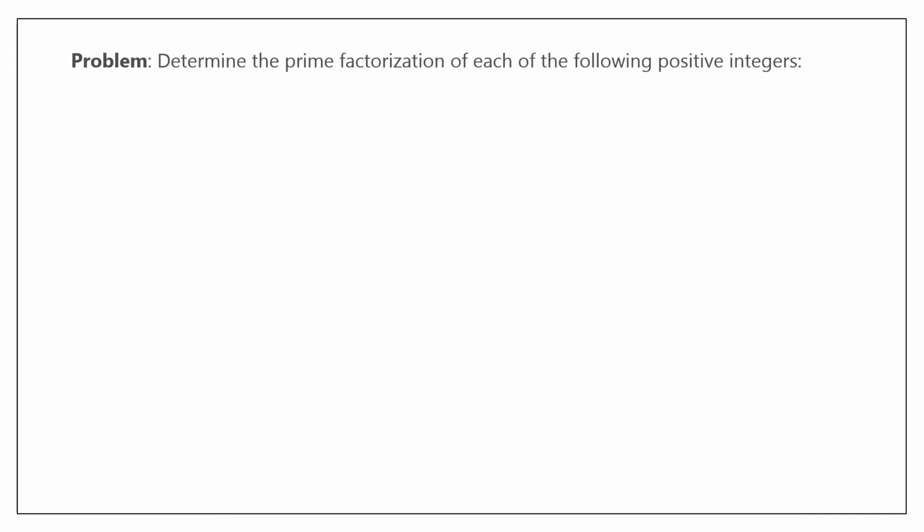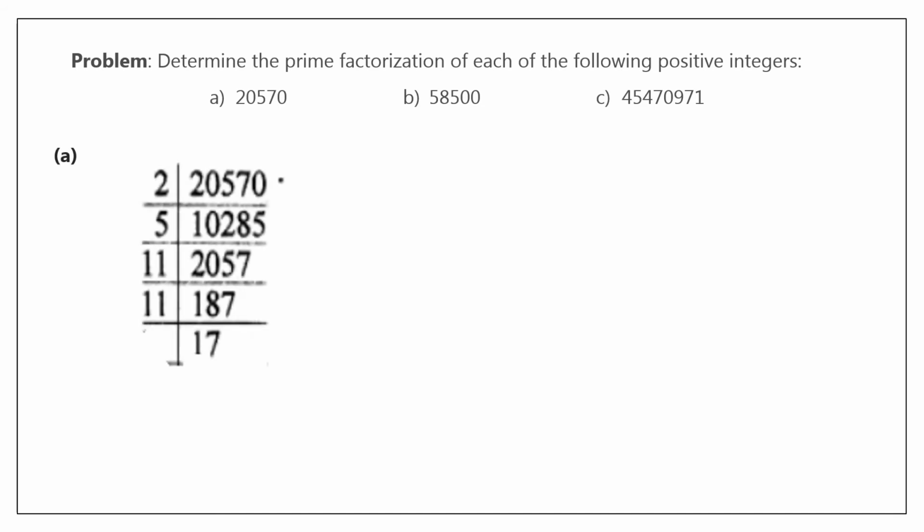Now, determine the prime factorization of each of the following positive integers. He has given 3 numbers. Now, I will use the long division method to find the prime factorization of these numbers.